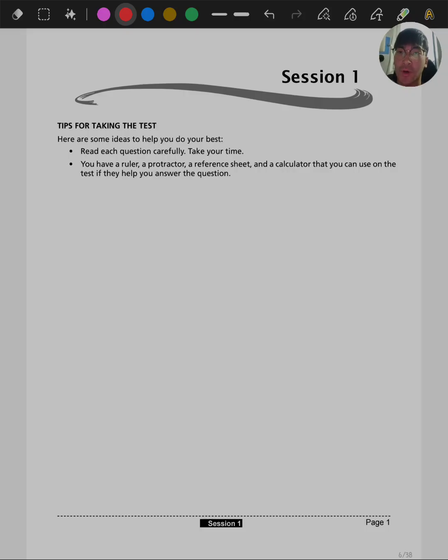Okay, so session 1. It says that you are allowed a ruler, a protractor, a reference sheet, and a calculator. Please focus on these last two, reference sheet and calculator. In this document, I did not see the reference sheet, so it might be somewhere else on the site, or if you just Google "grade 8 math reference sheet," you'll find it, okay? And then the calculator, use it, because we're gonna need it for one of the questions, like the geometry questions.